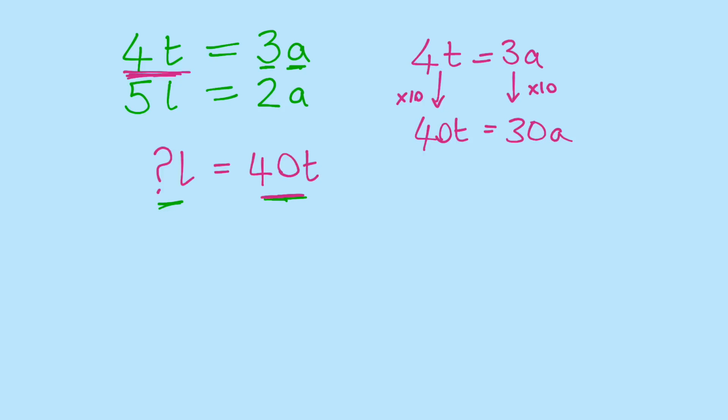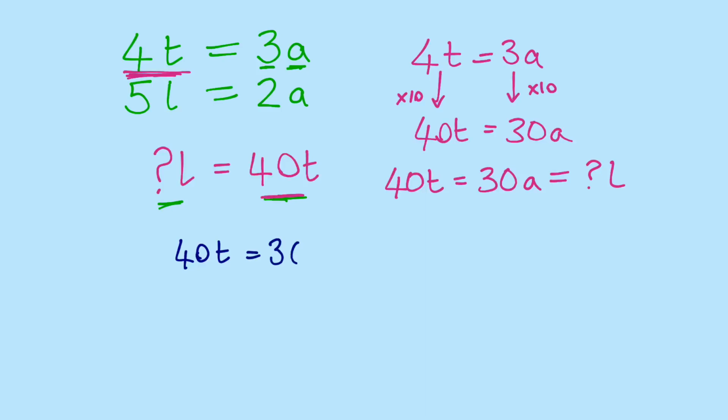But the question is actually asking us how many limes is equal to 40 tomatoes. So far I know that 40 tomatoes is equal to 30 apples, and that's going to be equal to a certain number of limes. So again, let's remind ourselves what we know already. 40 tomatoes is the same as 30 apples. But I'm interested in limes, so let's look at the information we have about limes. I know that 5 limes is the same as 2 apples.